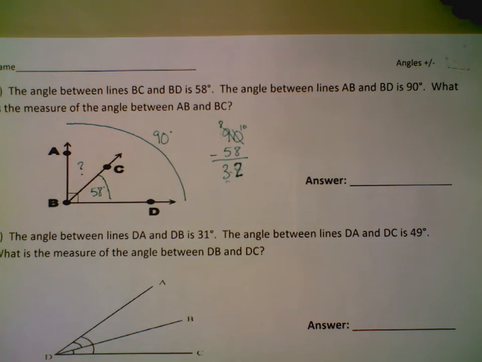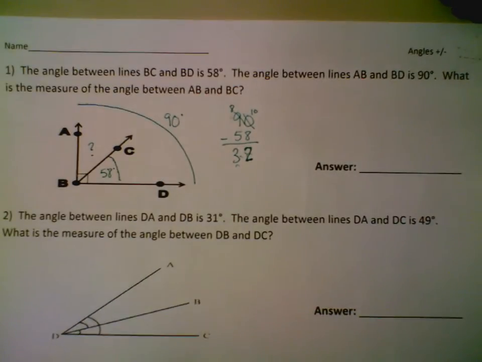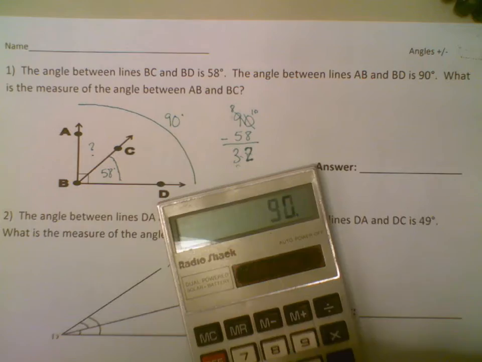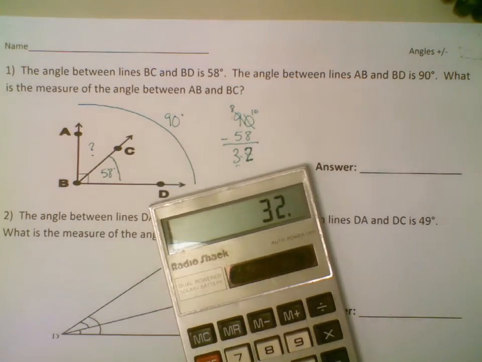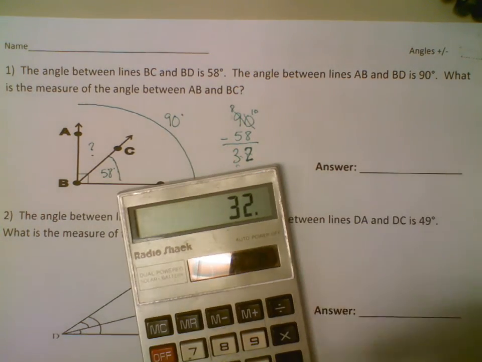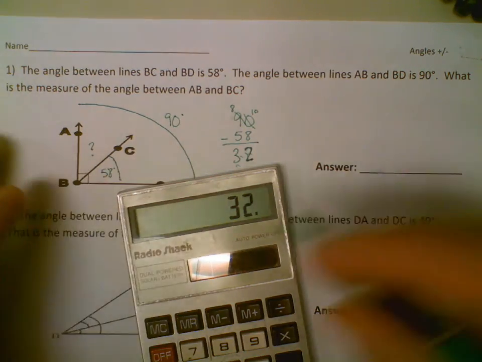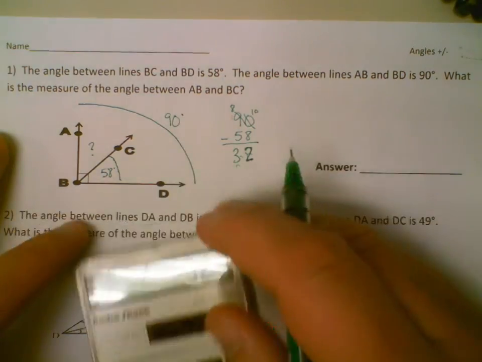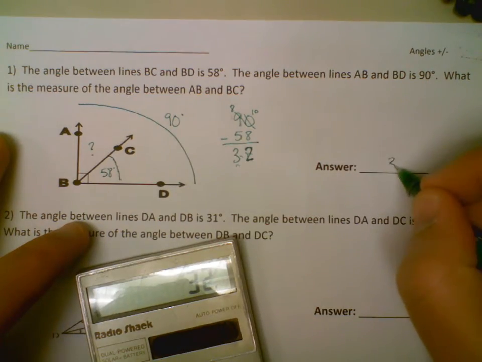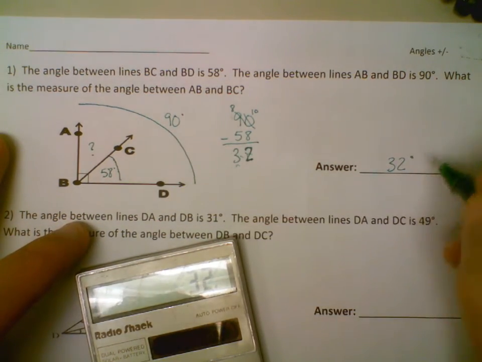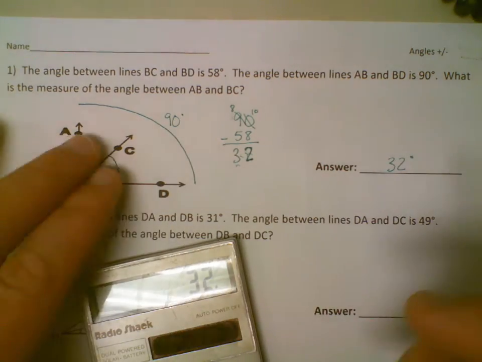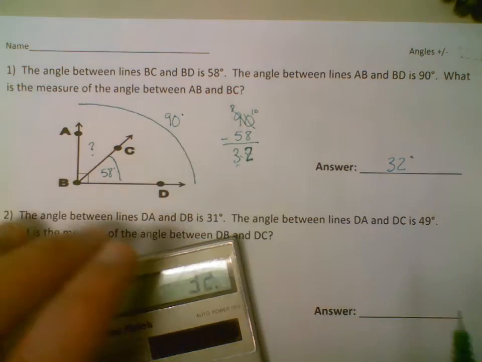Always good to type it in, right? So type that in. Make sure it's written down first, though. So 90 minus 58. Boom. Even if it's an easy one, guys, type it in just to make sure, okay? You don't want to do all this work and get it wrong, okay? So the missing part is 32 degrees, okay? 58 and 32. Oh, what's that called? They're adjacent to each other, right?